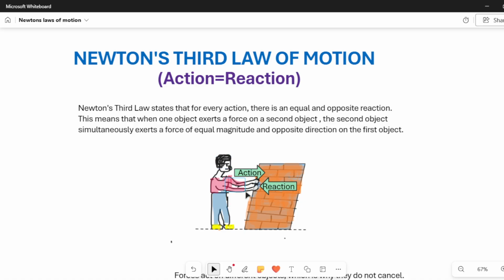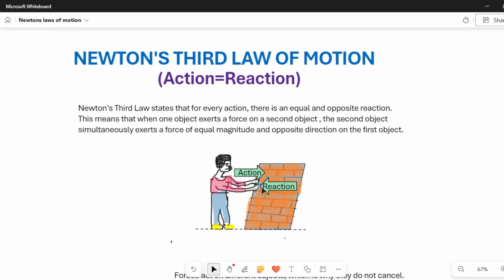Now if we see here, a person is pushing against the wall. That is the action. So he is pushing against the wall with a certain force. What is happening as per Newton's third law of motion? There will be a reaction from the wall. The wall will push you back with the same force you used to push against the wall. So that is the reaction of the wall.